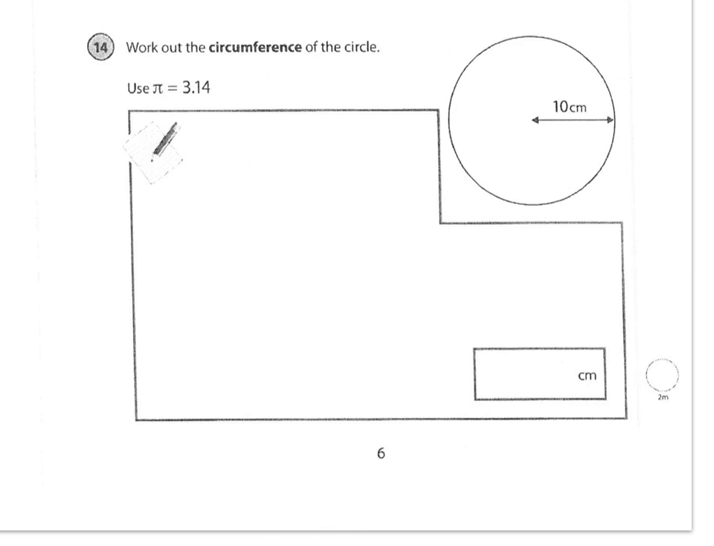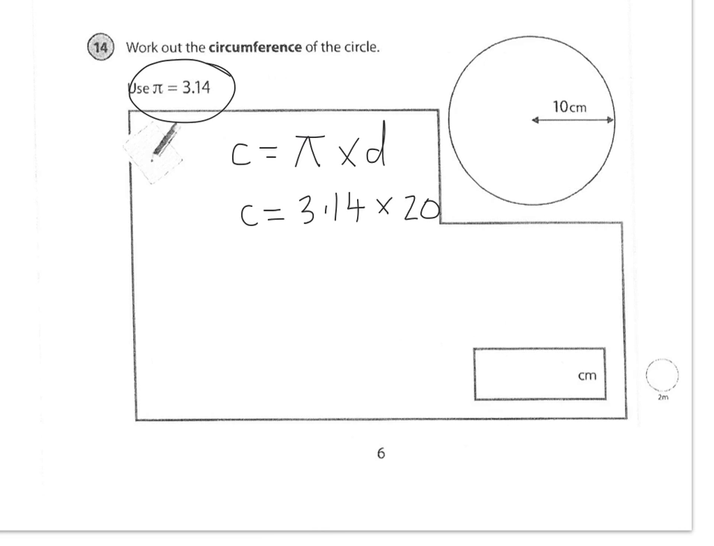Question 14, work out the circumference of this circle. So the formula for circumference is pi times diameter. We've been told we're going to use 3.14 for pi, it tells us that in the question. And the diameter is the distance across the circle going through the centre. So that's not the 10 given, but it is in fact 20. So a quick way to multiply by 20 would be to double and then times by 10. So double 3.14 is 6.28, and times by 10 would become 62.8 centimetres, which is our answer.